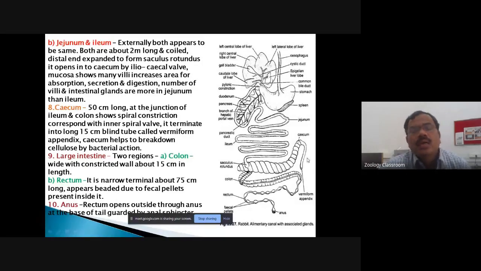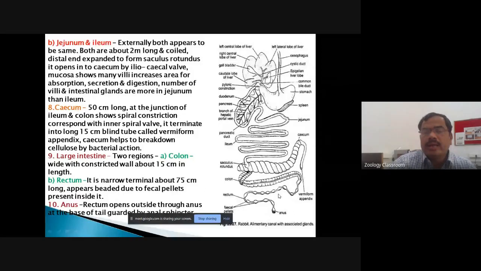Now come to the large intestine. The large intestine shows two regions. The first region is called the colon, which is 15 centimeters in length. The second structure, the beaded structure, is called the rectum. The colon is wider, and its surface shows a constricted wall. This is the colon, where the undigested food material enters.